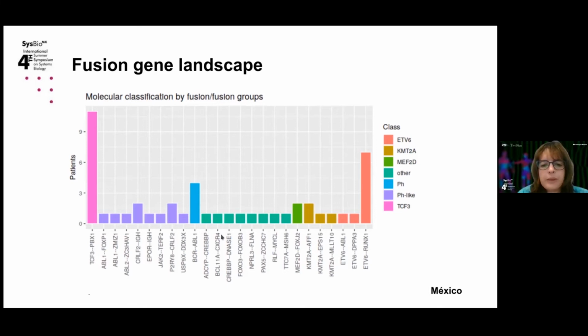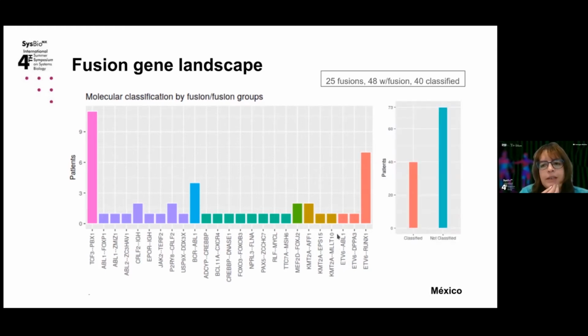Here we have a big group of patients that have fusions that are not categorized yet. So this is a group that doesn't exist yet. What we see here is some players that are already emerging in the literature, like CREBBP and PAX5 as important drivers, but they are not yet an official category. And also we have MEF2D and KMT2A fusions, as well as other fusions involving ETV6.